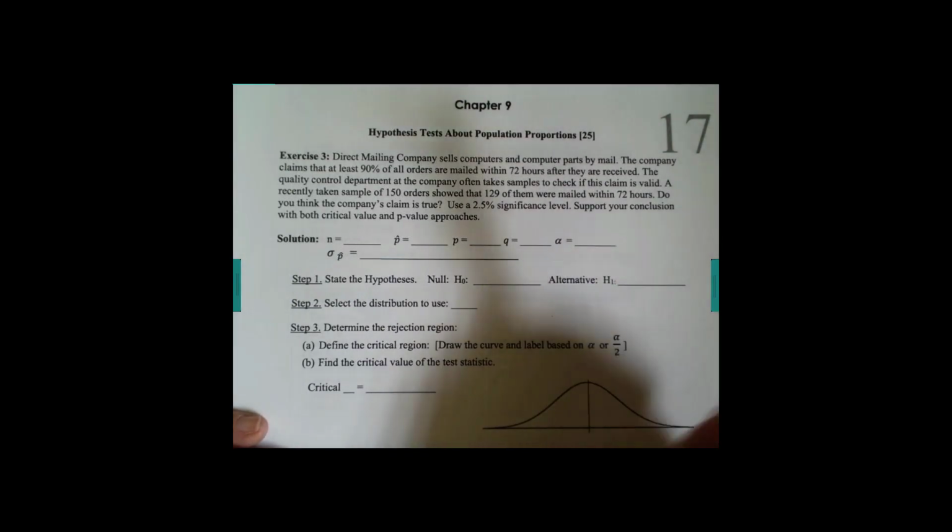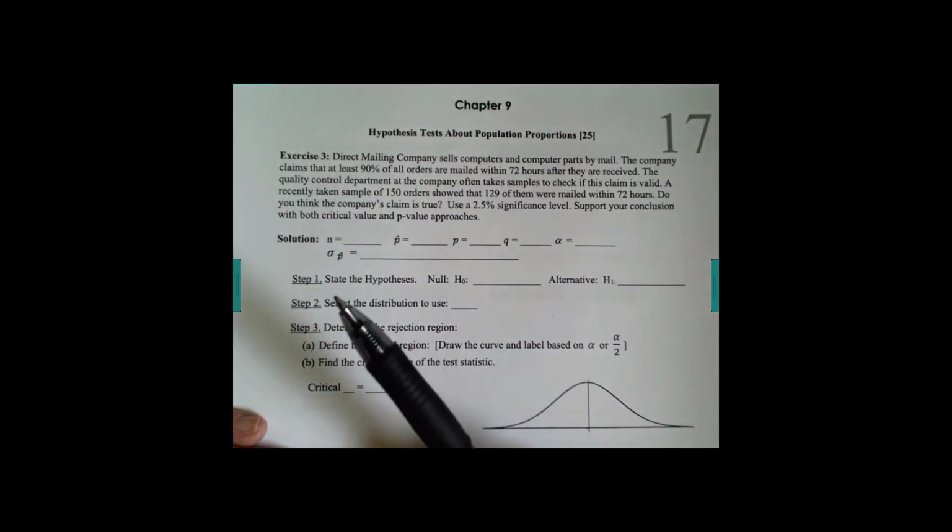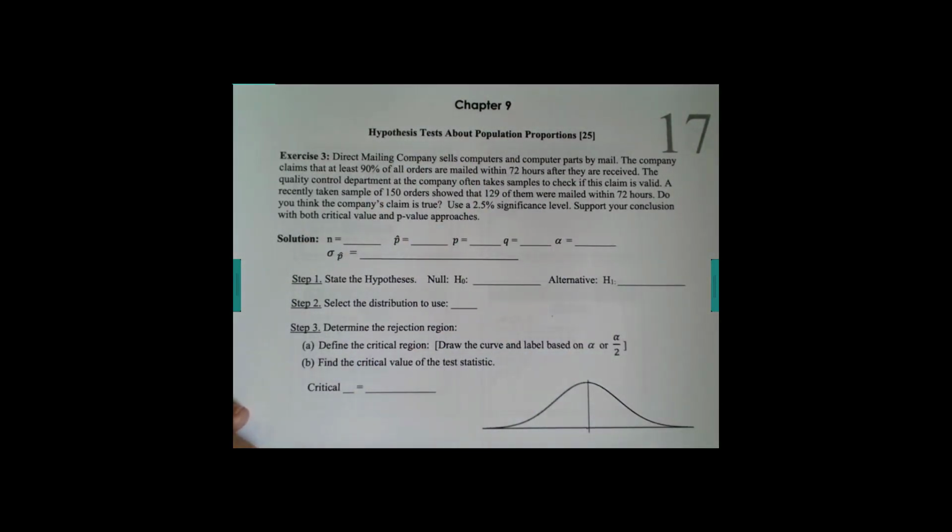Page 17 has our last example in it. It's another proportion problem. I'm going to give you the same hint that I always give you and tell you that it is a left-tailed test that you're going to be performing. And hopefully you're able to do this one all the way through before you listen to the explanation.